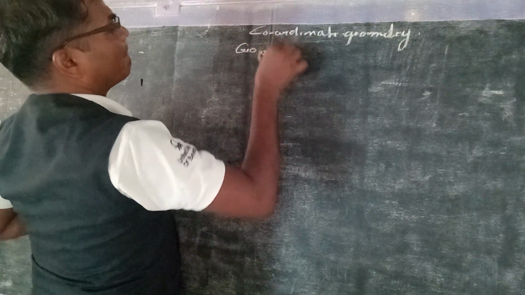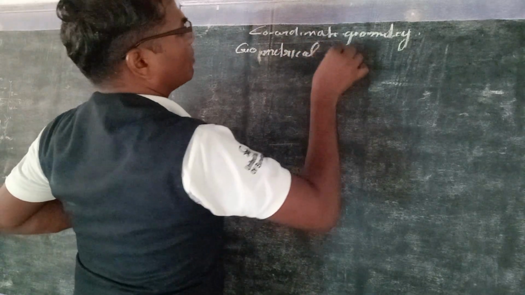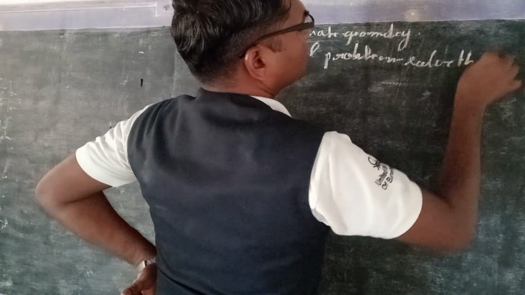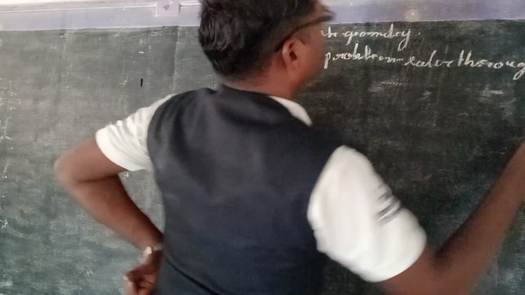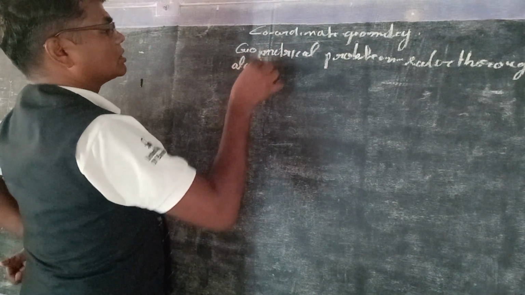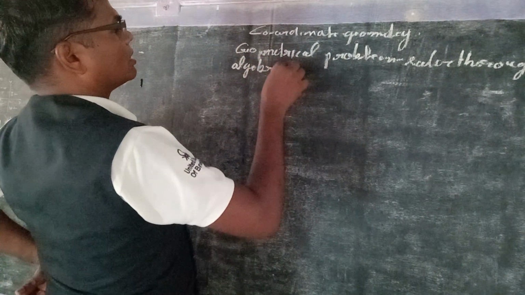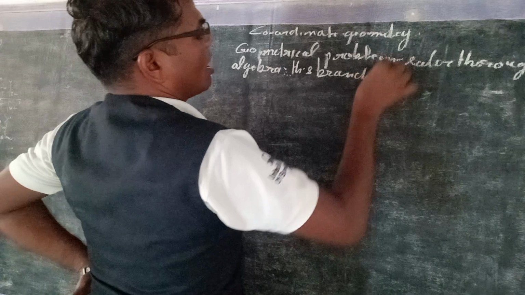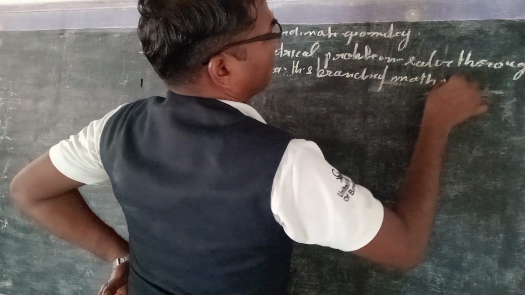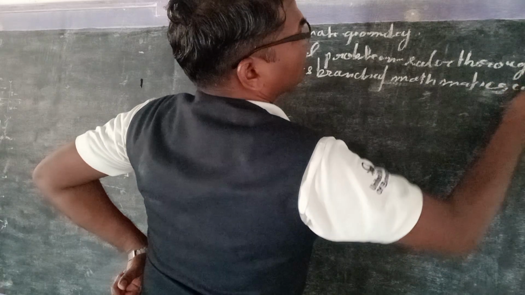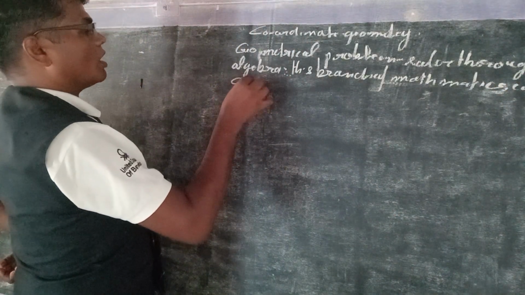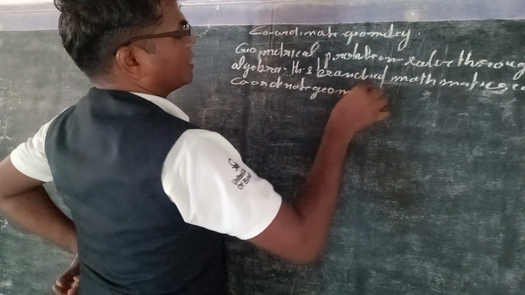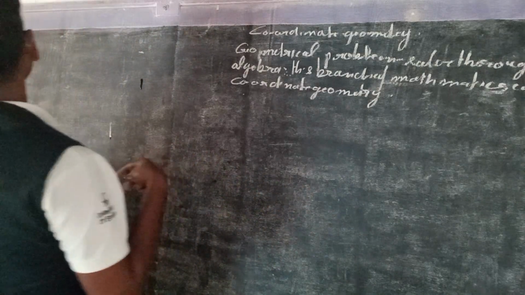Geometrical problem solved through the algebra. This branch of mathematics is called coordinate geometry.